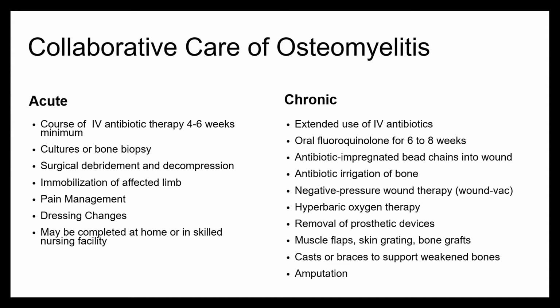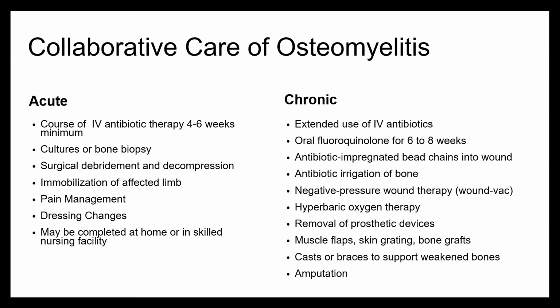There will also be dressing change orders for both the patients with acute and chronic osteomyelitis. Dressing changes may follow surgical debridement and decompression in the patient with acute osteomyelitis, and dressing changes may be more involved in the patient with chronic osteomyelitis. They can consist of antibiotic irrigations of the bone, possibly antibiotic impregnated bead chains being implanted into the wound. They may have orders for negative pressure wound therapy, otherwise known as a wound vac. Some even have orders for hyperbaric oxygen therapy in order to help heal the wound.